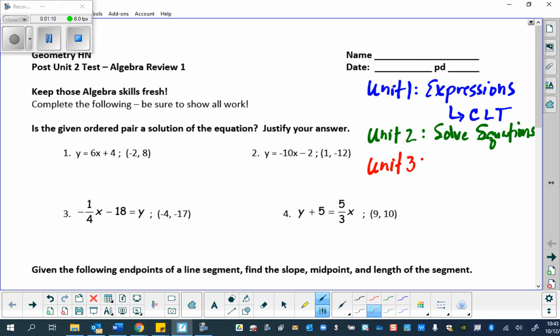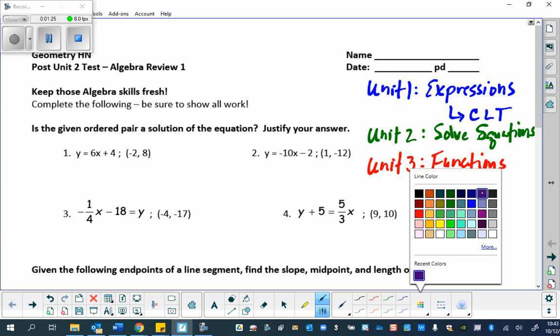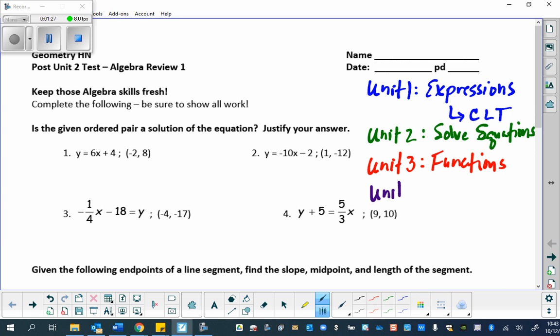Unit 3 of algebra was when they started to introduce to you the idea of functions. And they talked to you about input, output, domain, range, coordinate graphing, and different things that were happening then. Unit 4 of algebra is when we started talking about writing linear equations. Do you know how to write a linear equation? And that is where this review starts to pick up.